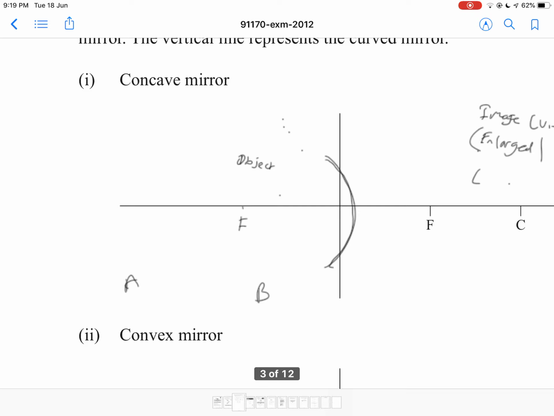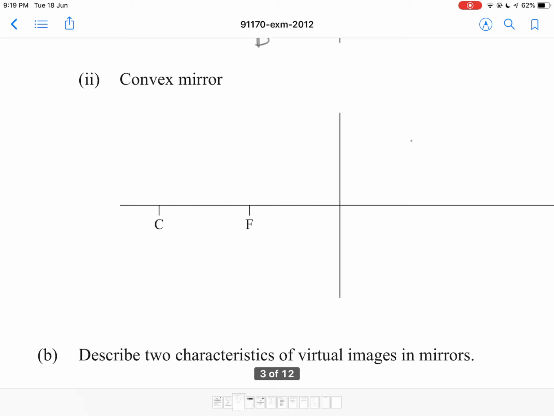Yeah, sorry about that, guys. So just rewind in the video if you need to see the diagram again. I apologize once again.